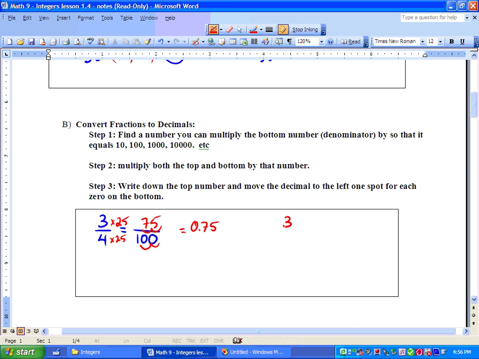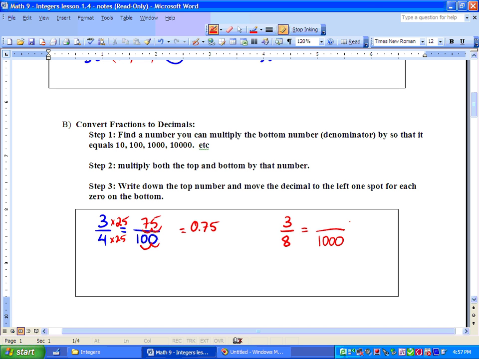Let's try 3/8. So we know that 3 is close to 4, and 4 out of 8 is half. So we're looking for a number that's going to be a little less than half. We have to get 8 to equal either 10, 100, 1,000, or 10,000. Well, it doesn't go evenly into 10. It doesn't go evenly into 100. It could go evenly into 1,000.